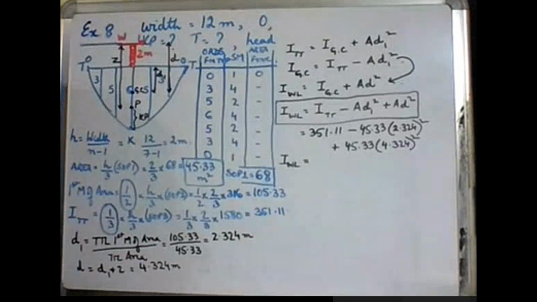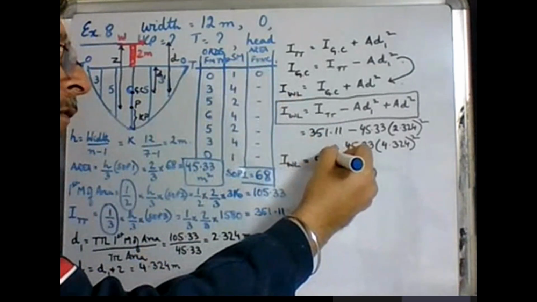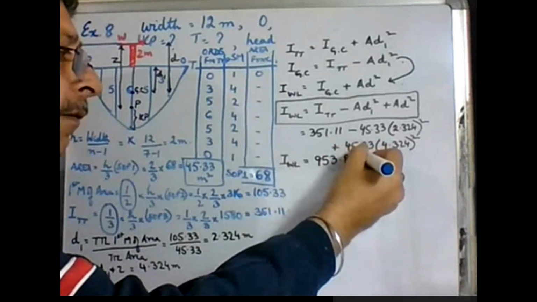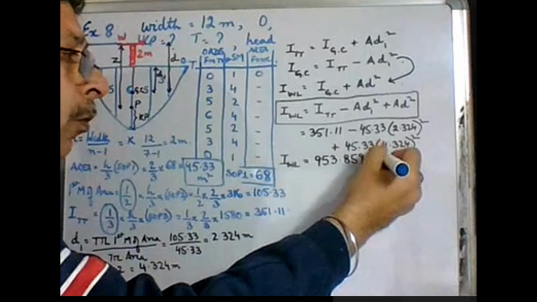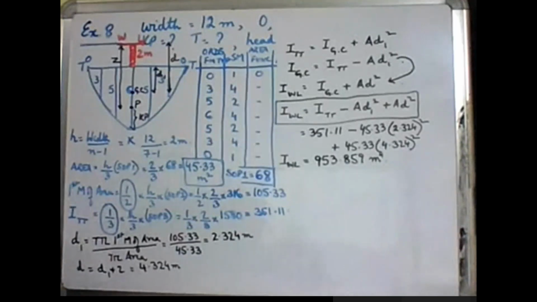Do this carefully, there are a lot of error mistakes here. 953.859. Is everybody getting the same answer? Yes, sir. Okay.